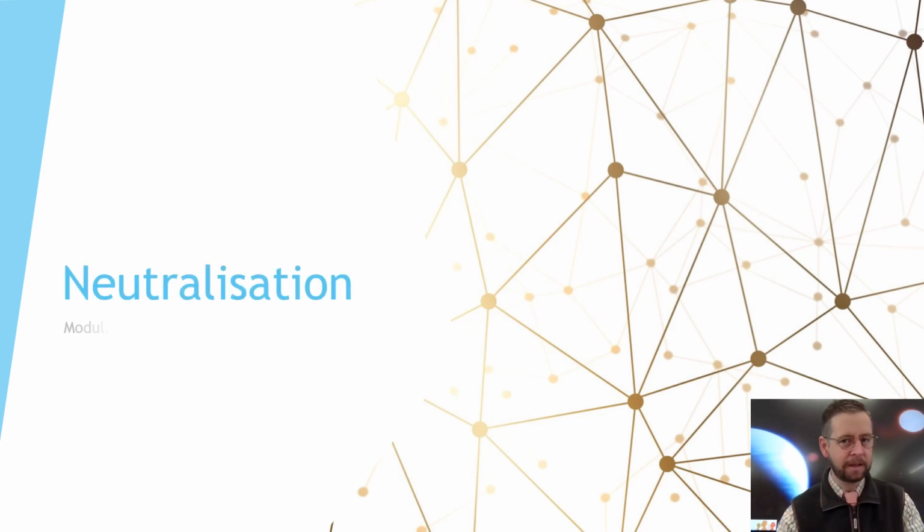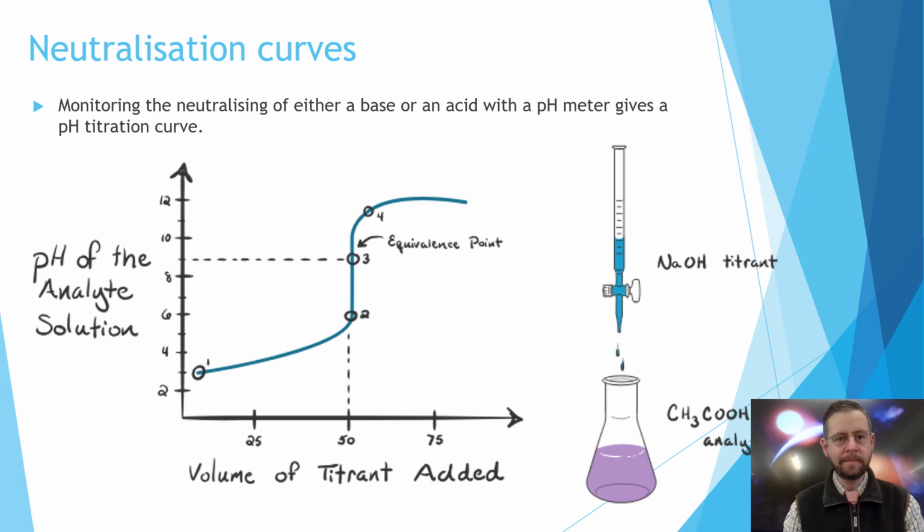So now it's time for us to look at neutralization. This is a neutralization curve, and we can draw one of these when we add either an acid to a base or a base to an acid in a titration. What's really important here is to look at what's on the axes of this graph. Now the volume of the titrant added, that's what's coming out of the burette at the top.